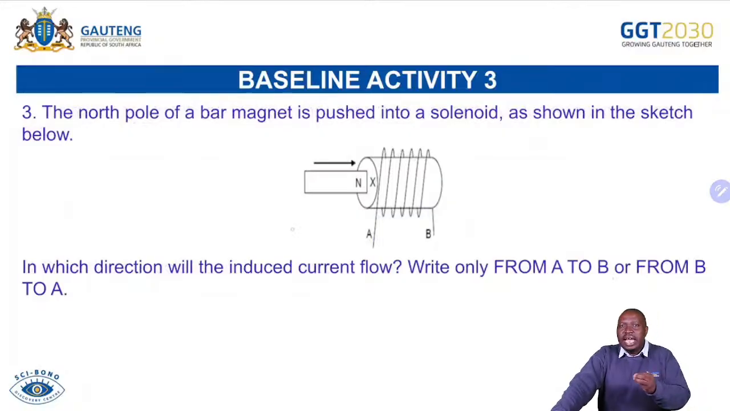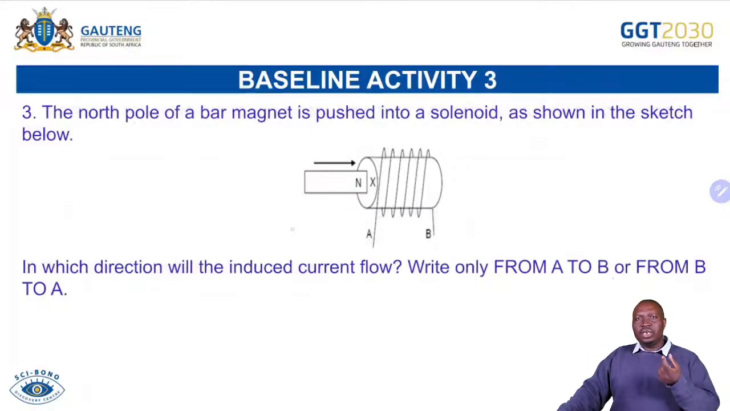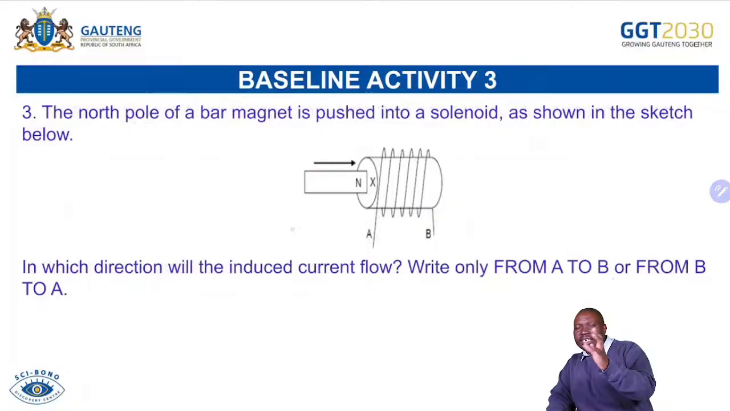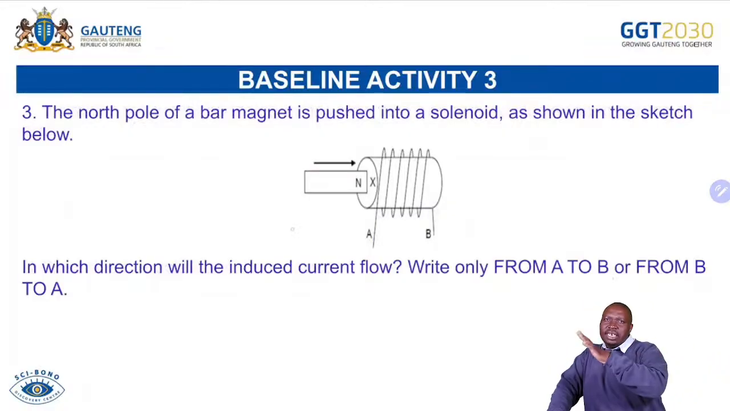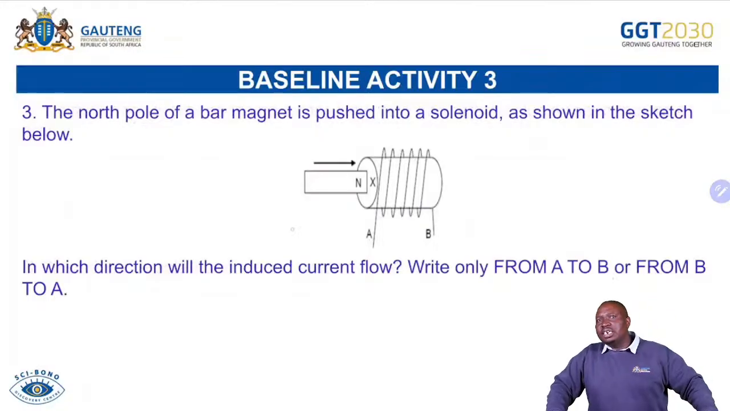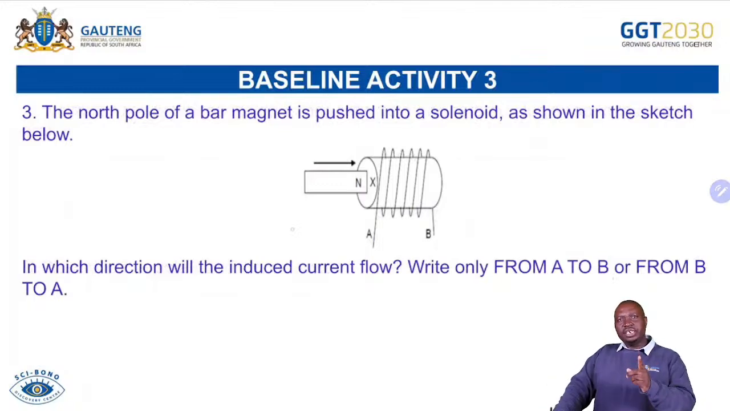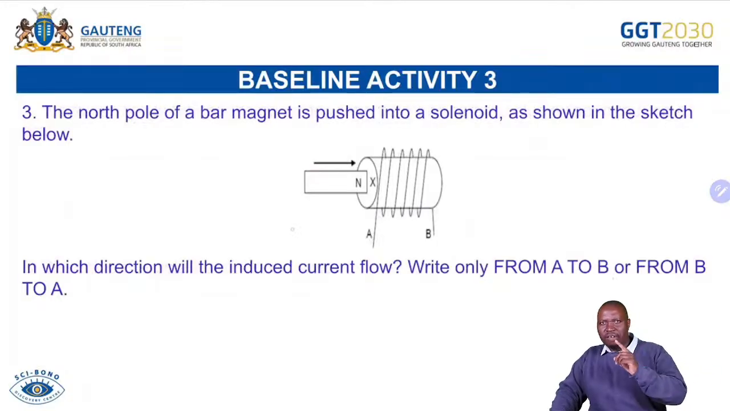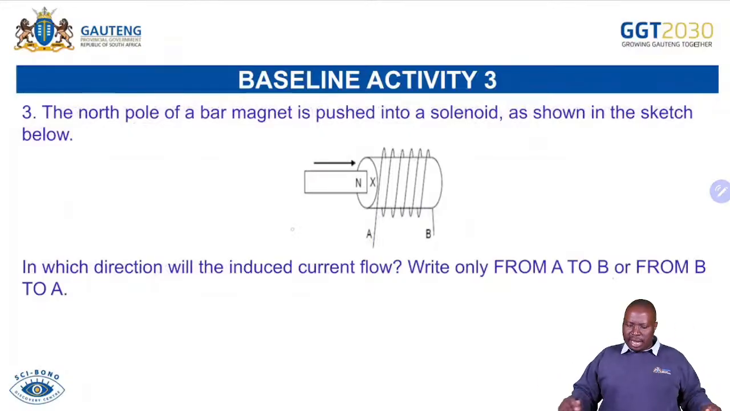I hope the baseline has opened your eyes to what we're going to focus on. We are dealing mostly here with the generator, where we move the magnet into and out of the coil. As we move the magnet in and out of the coil, there will be a change in magnetic flux. When we stop moving the magnet, as long as the magnet and the coil are both not moving, there will be no change in magnetic flux. And when there is no change in magnetic flux, there will be no induced EMF. So EMF will be induced when there is interaction between the magnetic field and our coil.